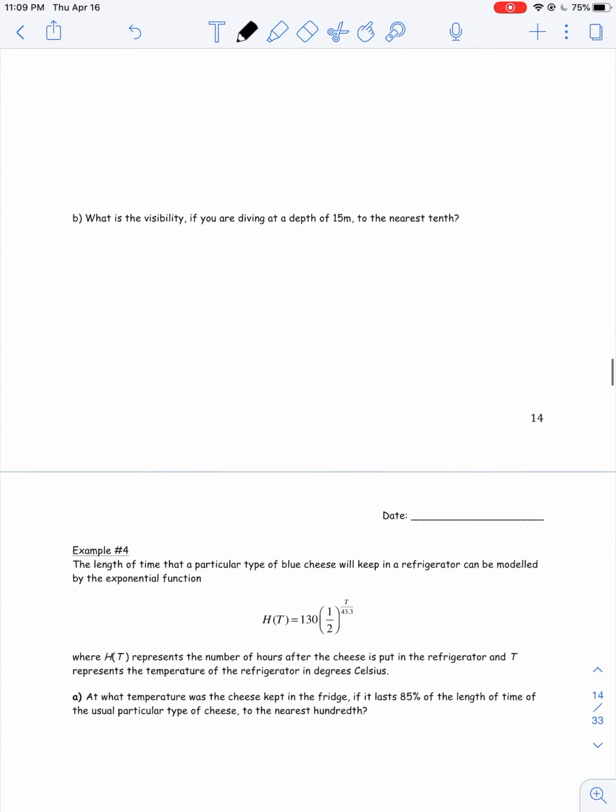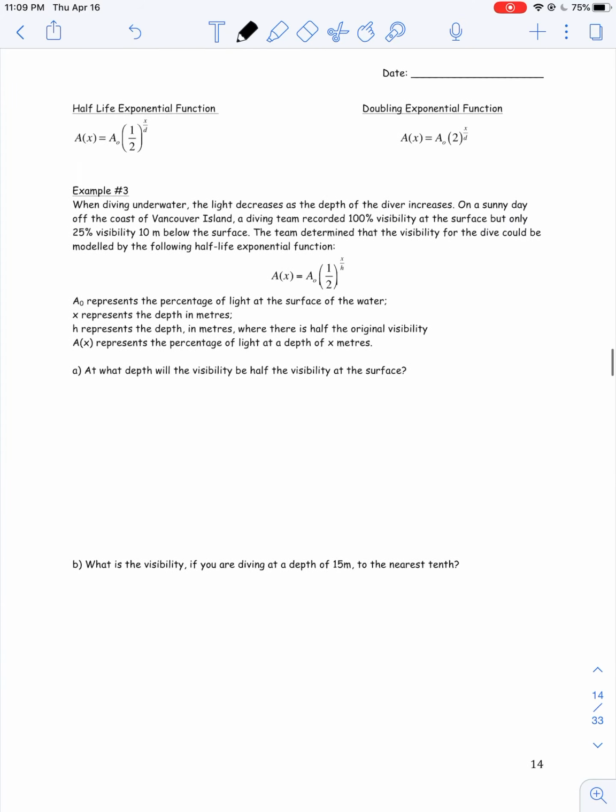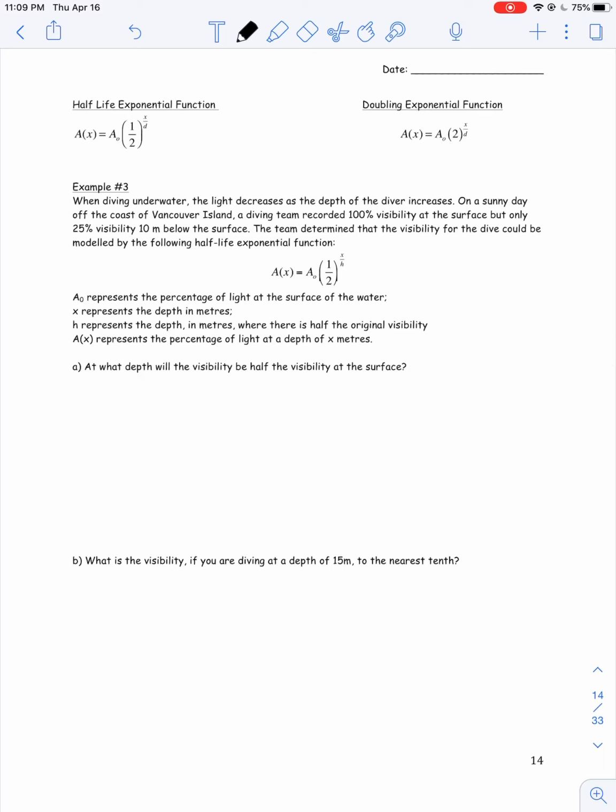For our next examples, we have 2 equations. We can use the half-life equation or the doubling time. So if you see that something's increasing by double the amount, so it's going from 2 to 4 to 8 to 16, that would be a doubling exponential function. So you would use this equation.